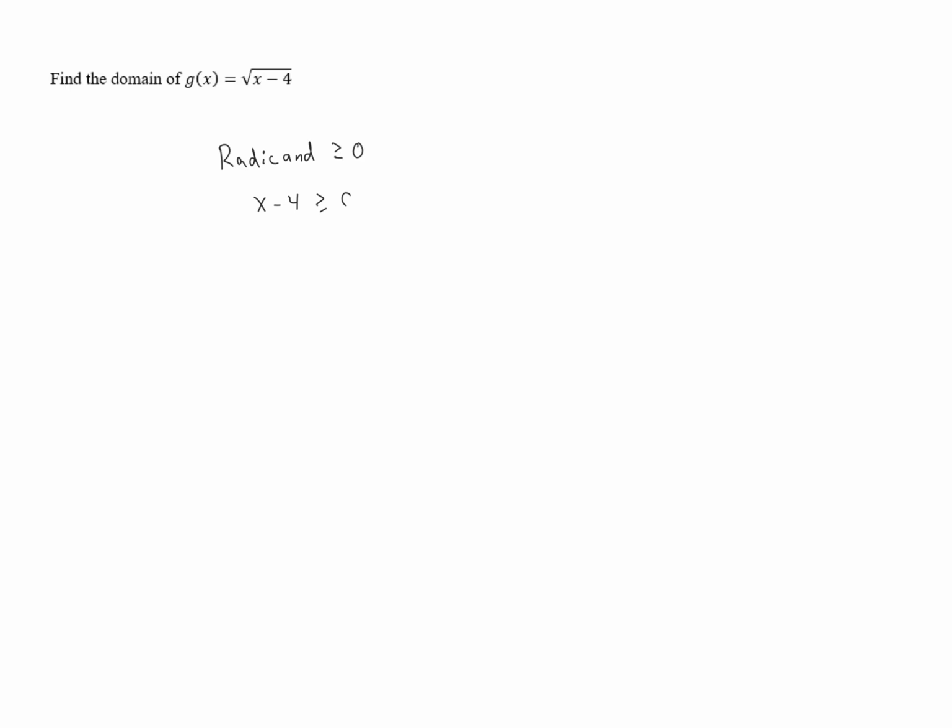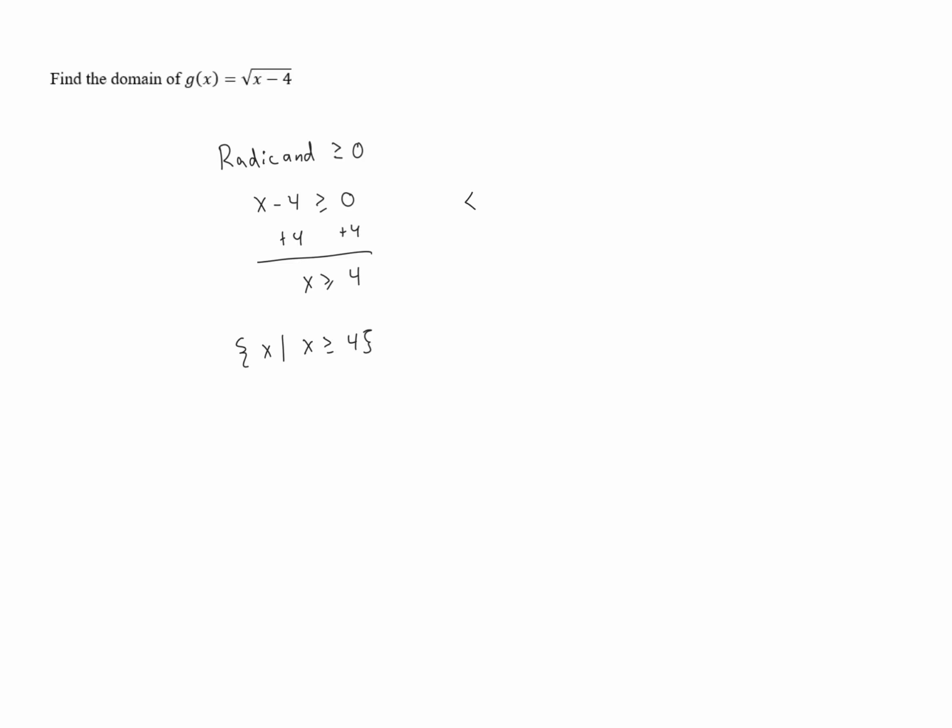So we've got x minus 4 is greater than or equal to 0. Then, to get x alone, we add 4 to both sides, saying x is greater than or equal to 4. Now, if we want this in set builder notation, we can just write the set of x such that x is greater than or equal to 4. But we might need this in interval notation.